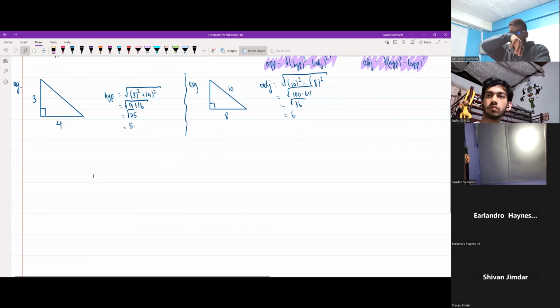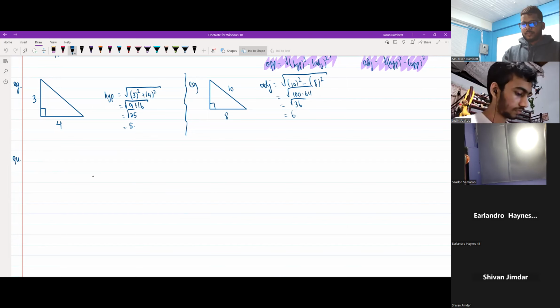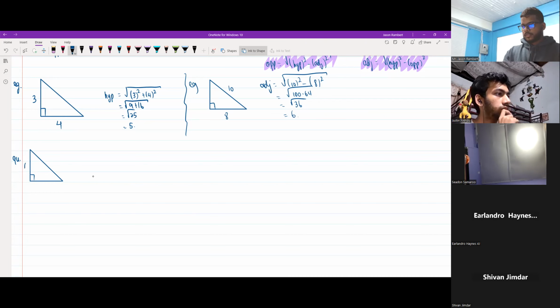Now, try this one. Calculate the length of the missing side for me. I'm not going to give you nice numbers to work with this time. We have 6 and 9. The missing side will be what in this first case? Hypotenuse. So use your hypotenuse formula.